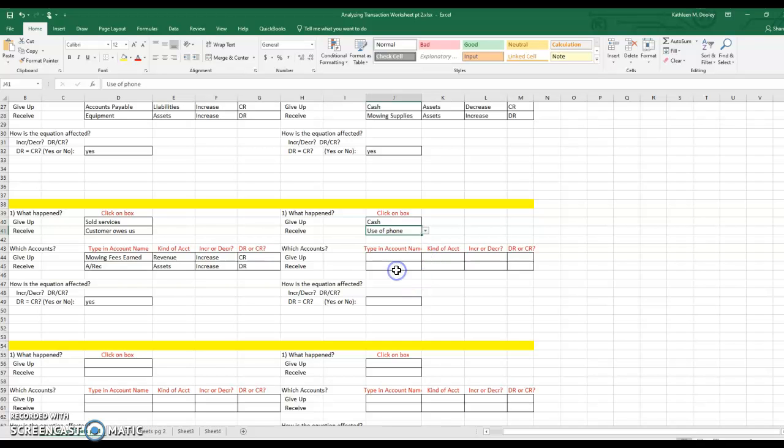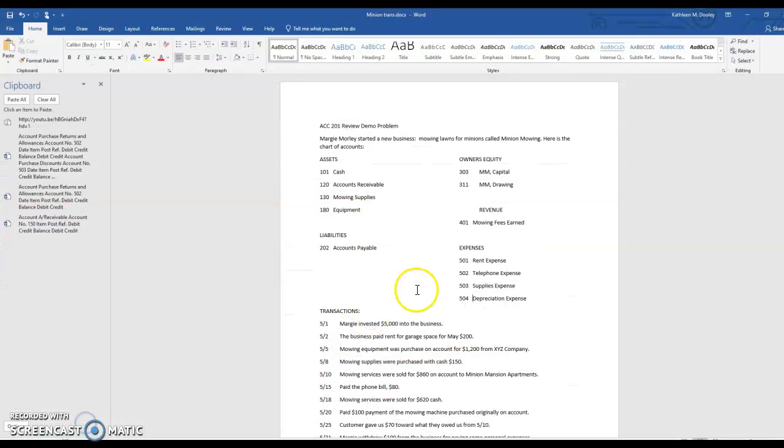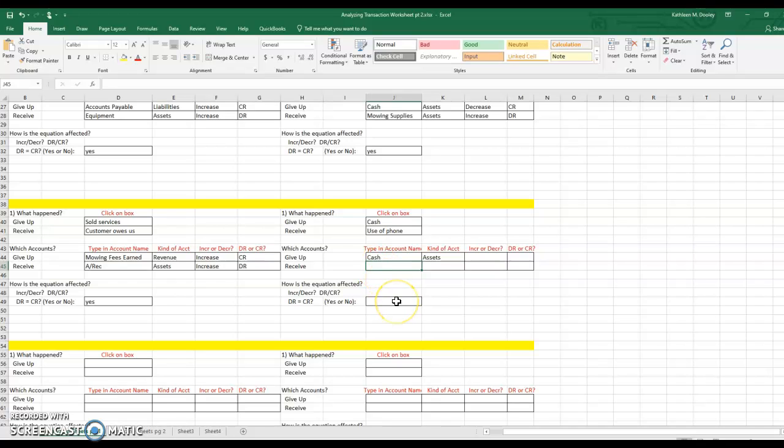Okay, use of phone. Okay, so for cash, we're going to use cash, which we know is an asset. And for the use of phone, we know that that is, whenever we use something, going to be an expense. And here we have telephone expense. And that is an expense. Okay, we go back to the top.